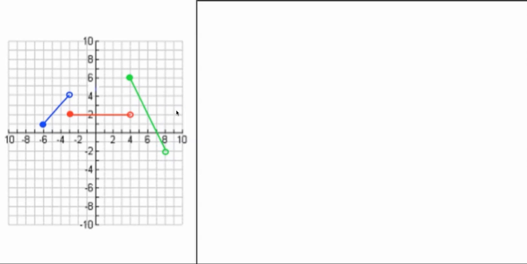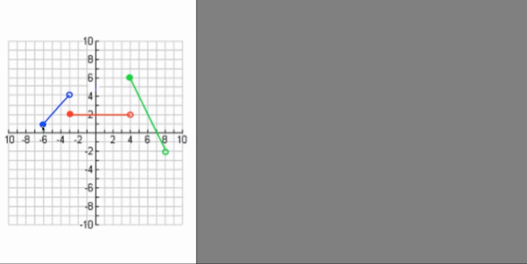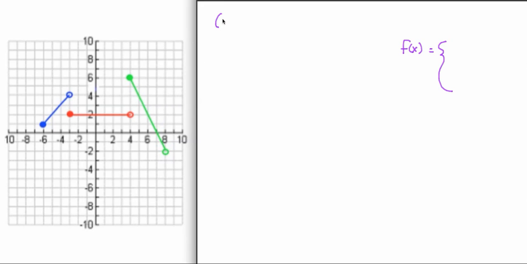Okay, to find the equation of this piecewise function, what we're going to be looking for is the equation of all the lines and the domain of all the line segments. So what we're going to do is we're going to take these 2 points. This point right here is (-6, 1), and this point right here is (-3, 4). So we have the points (-6, 1) and (-3, 4).